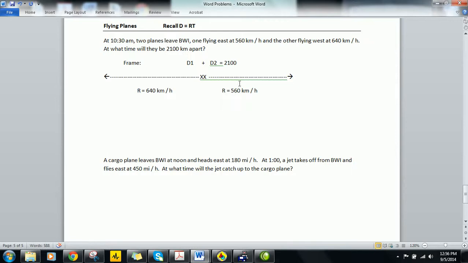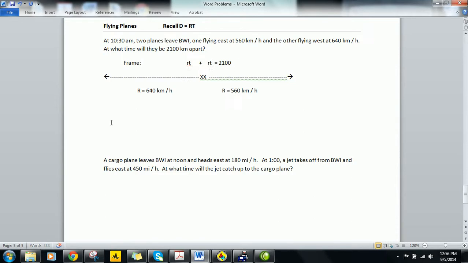Now, I don't know anything about distances. I'm trying to figure out when their total distance is 2,100. But I do know something about their rates, and I'm trying to solve for time t. So instead of thinking in terms of distances, I'm going to think in terms of rate times time. Each of these d1s and d2s I'm going to replace with rate times time, which equals distance. So the question is, how can I fill this in?